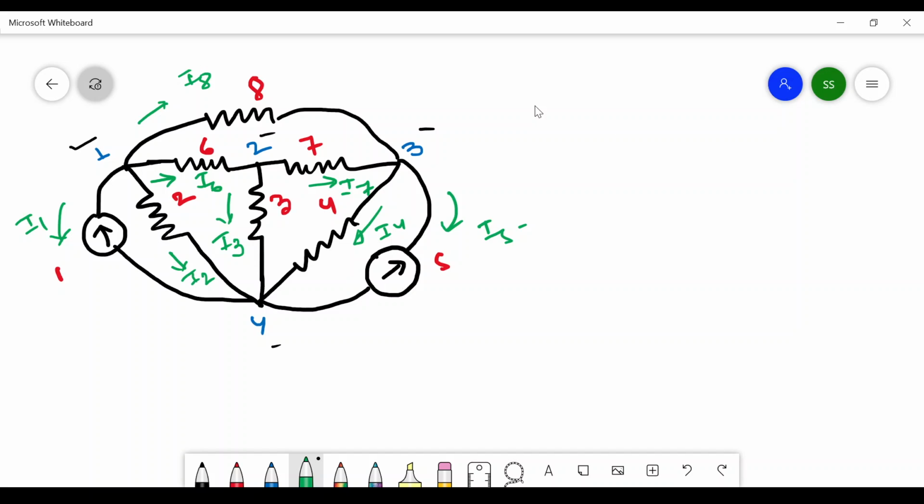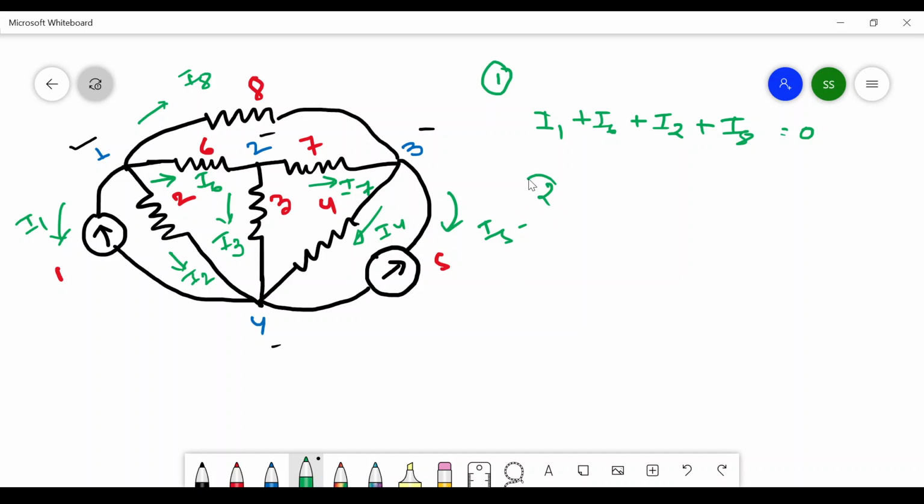Now let me write the KCL equations at each node with a sign convention: whenever the current is leaving the node, we put it positive, and whenever the current is entering the node, it is negative. So in equation 1, that is at node 1, the current equation will be I1 plus I6 plus I2 plus I8 is equal to 0.